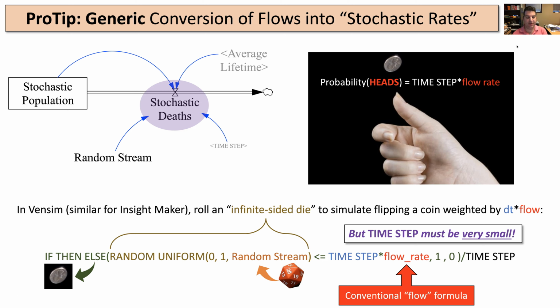Well, in VinSim and also in Insight Maker, there is another random distribution and another way you can use it that allows you to turn any flow rate that we've built in our system dynamics models, our stock and flow models, into a stochastic realization, or a stochastic implementation, I should say, in the stochastic modeling. And it looks like this thing down here.